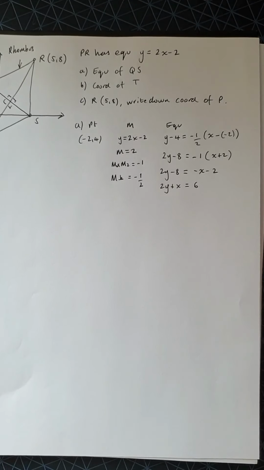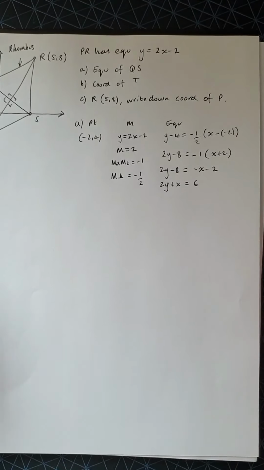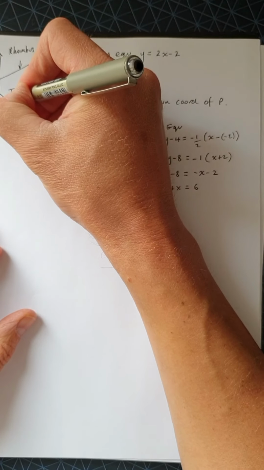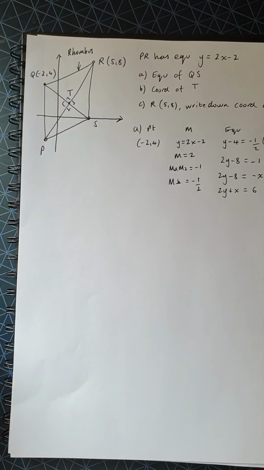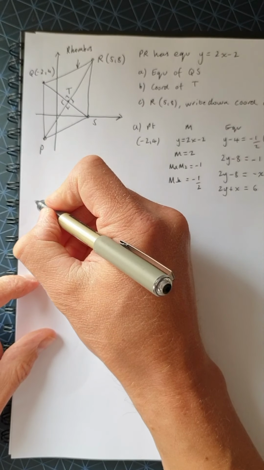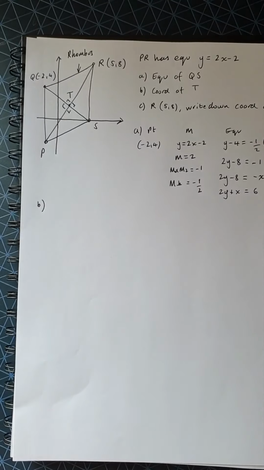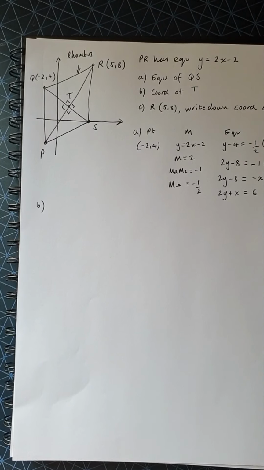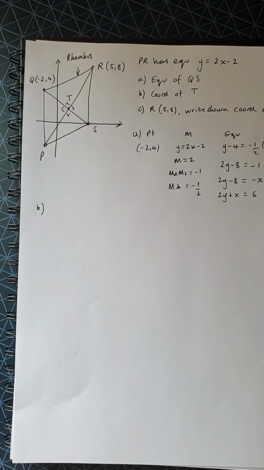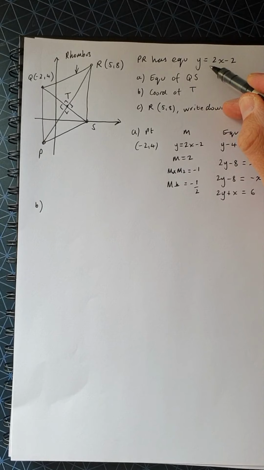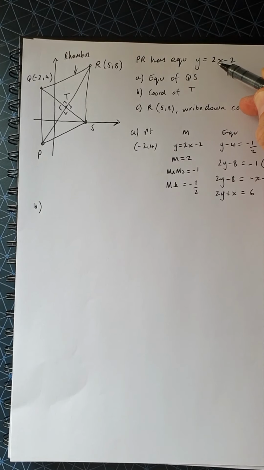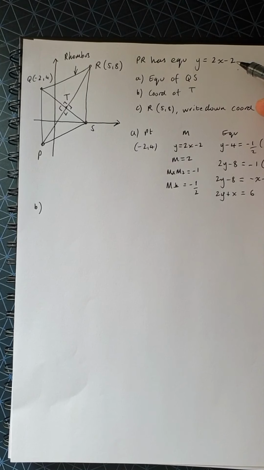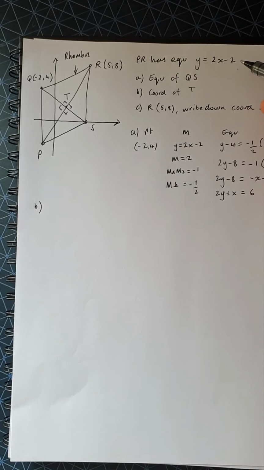Okay then, so part B, find the coordinates of T. Now T, I should mark this in the diagram, is the point of intersection of the two straight lines. I'll move this across a wee bit here. So let's look at the solution for B. Right, if I look at the format that I've got PR in, it's y equals 2x take away 2. I've got a letter on its own equals something involving x. I can use simultaneous equations.